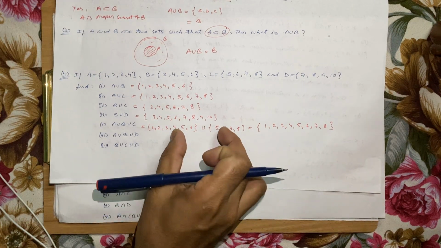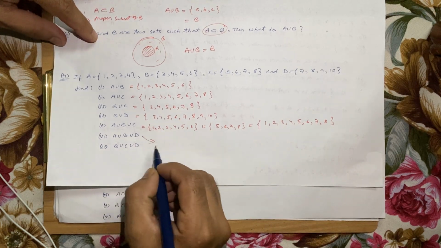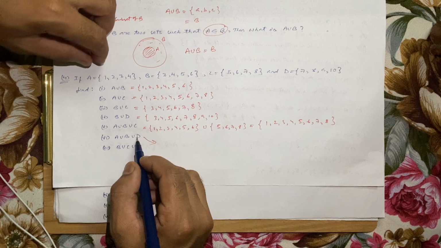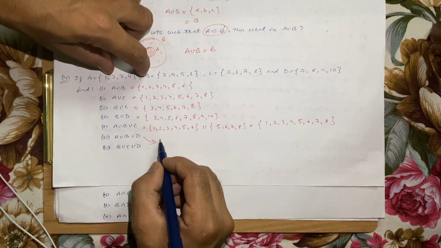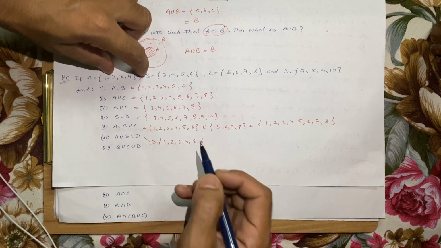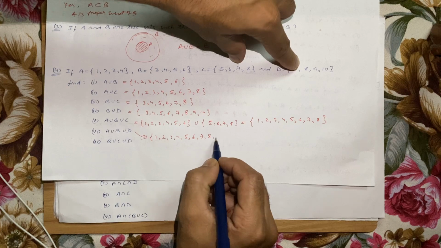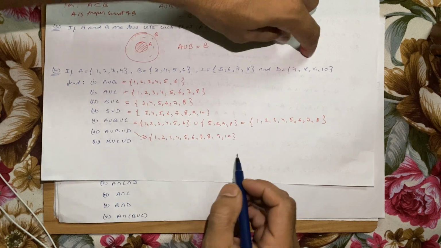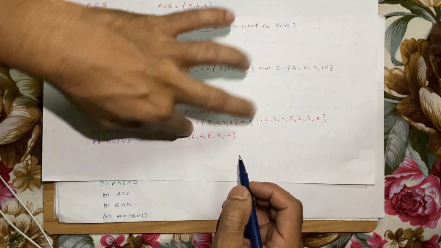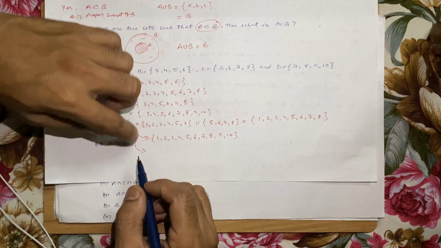I have just broken it down. You can directly write this also. Now the next one, A union B union D. So I'll combine A and B first. This will give me 1, 2, 3, 4, 5, and 6. And then when I combine D also, I'll write 7, 8, 9, and 10. The elements of set D will also be included. If there is any repetition, make sure not to repeat it. Now the next one, B, C, and D, I need to combine.